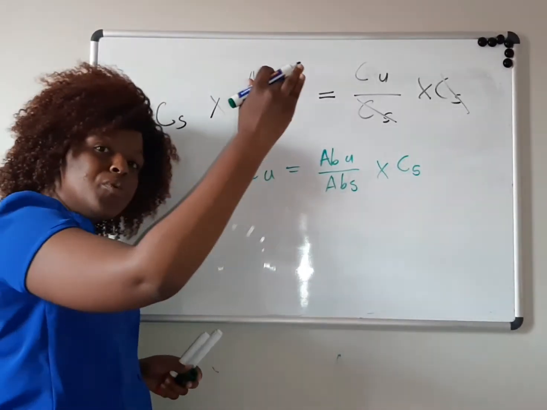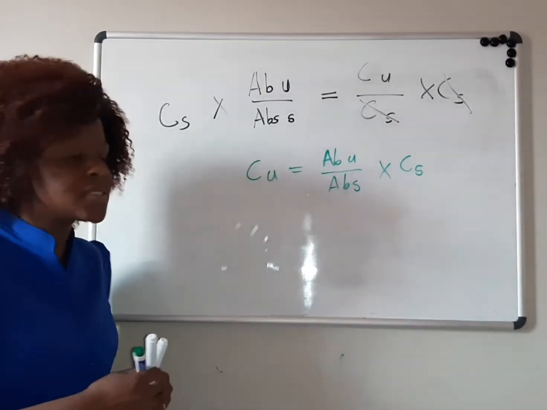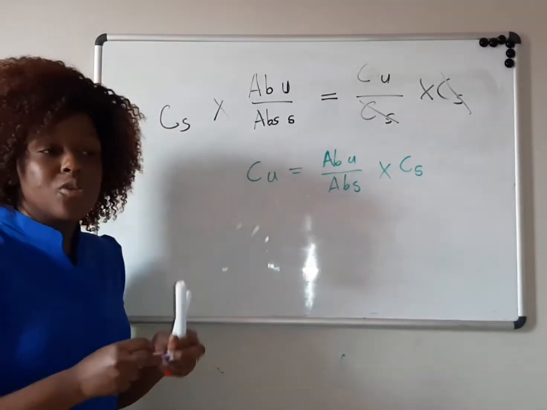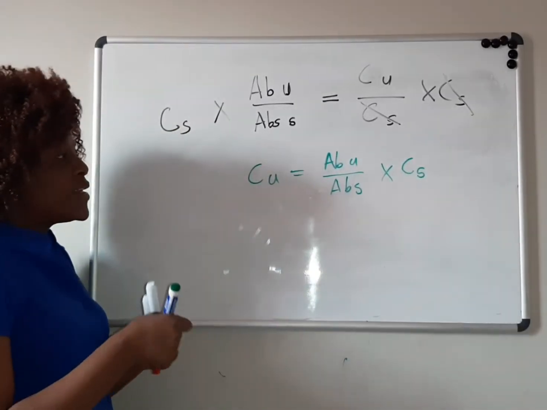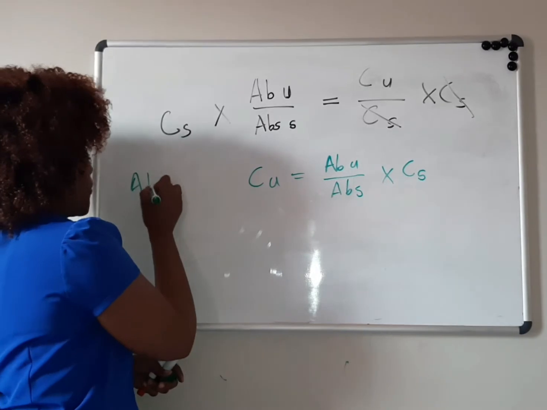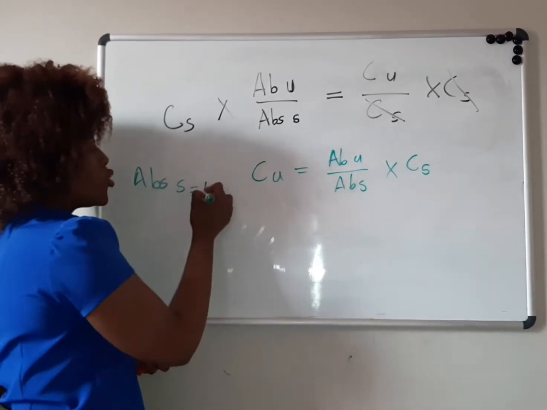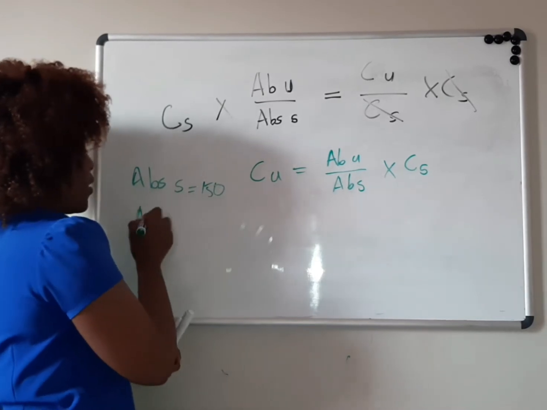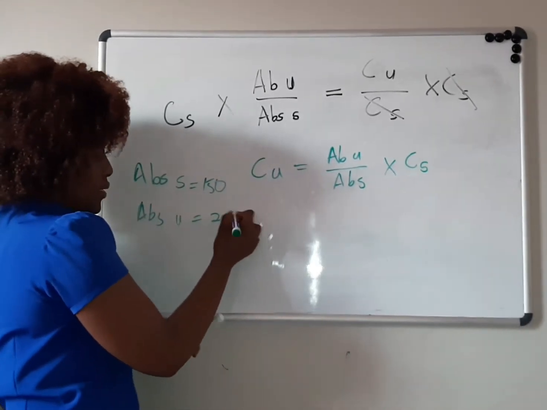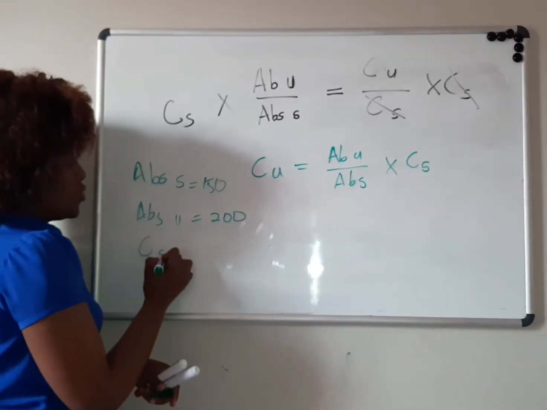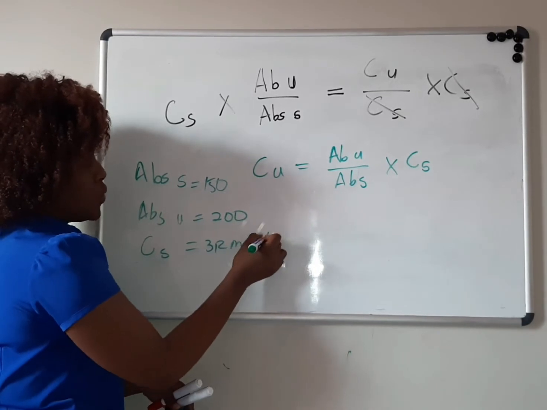So it means U will be on top and S at the bottom. So now you have your formula that is complete. Now let's say you have a question, or you're in the laboratory, and you find that the absorbance of your standard is equal to 150, and the absorbance of your sample is 200, and the concentration of the standard is 3.2 millimoles per liter.